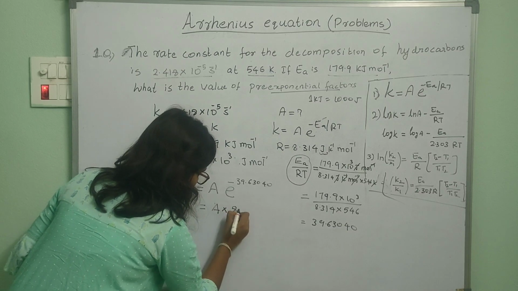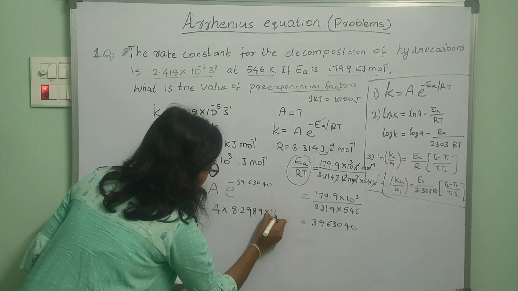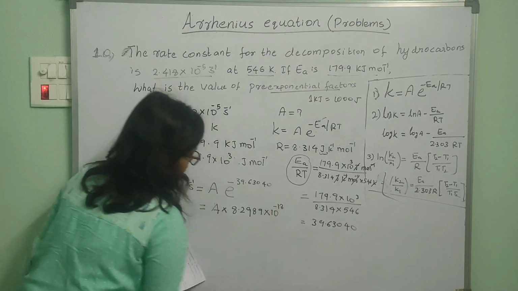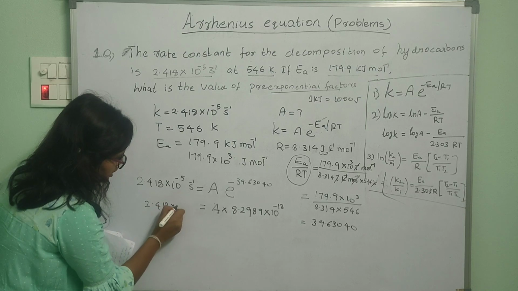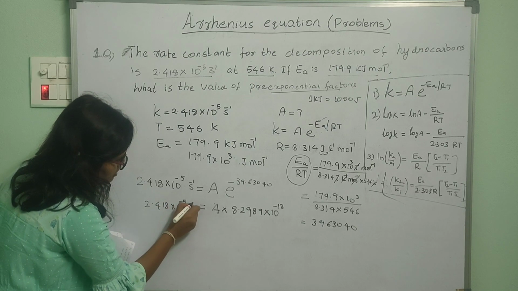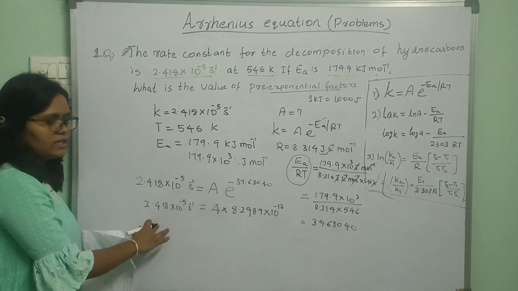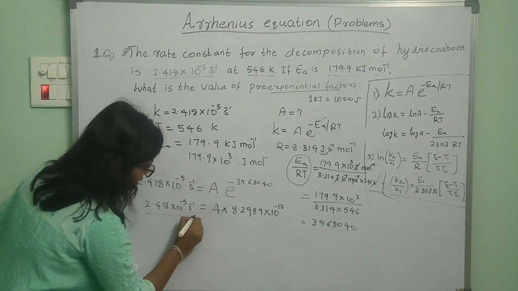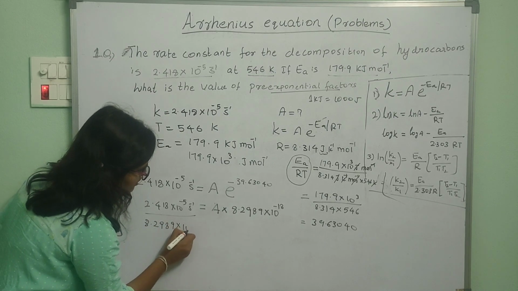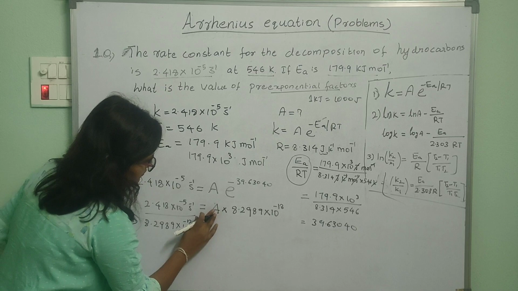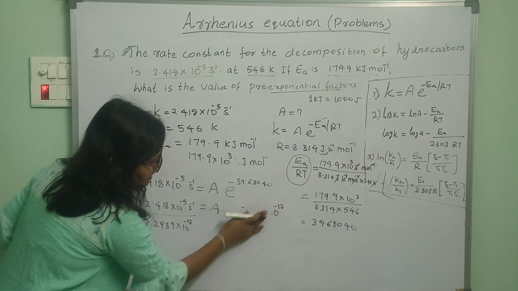This would be 8.2989 into 10 power minus 18. So now you have 2.418 into 10 power minus 5 second inverse. So to get the value of A, I will take this term on the left hand side in the denominator. So that would become 8.2989 into 10 power minus 18. Sorry, this will remain and this will move.